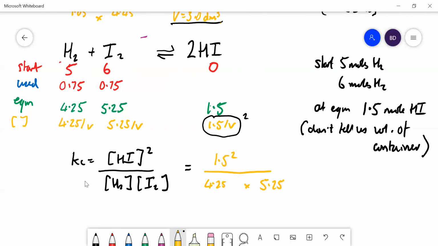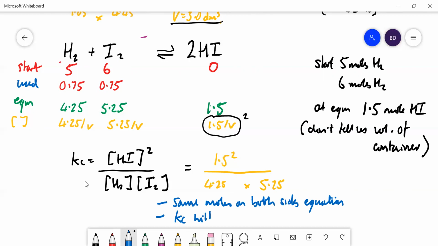Now, the volumes only cancel out in special cases when you have the same number of moles on both sides of the equation. And it follows on from that, whenever you do have the same number of moles on both sides of the equation, Kc will have no units. So these exceptions really make it a bit easier to do when you've got the same number of moles on both sides of the equation. Then you don't need to know the volume.